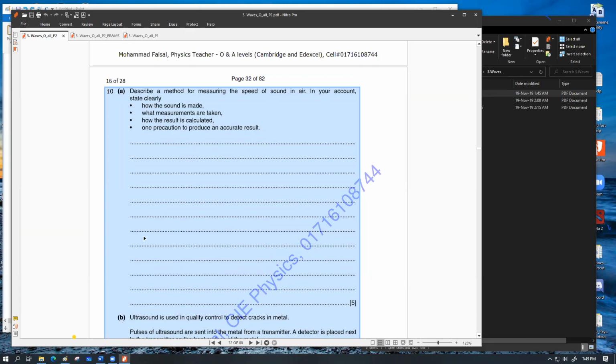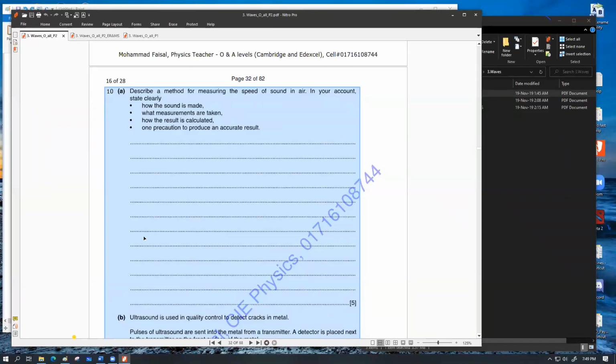Mentioning that the experiment should be done in still air is not essentially a precaution, because you cannot artificially make a certain amount of air still. But what you can do is swap the positions of the observer and the source, do the experiment again, and use the average time of those two readings.